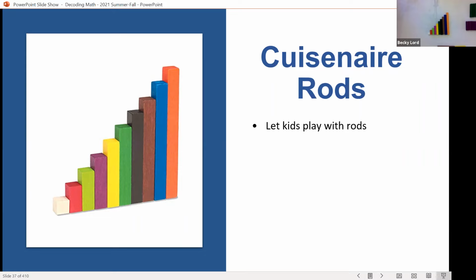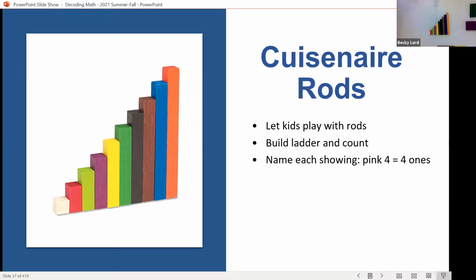Then I would have them take out one of each color and have them build this ladder, staircase, and actually figure out how much each one is, and they can touch them and count them, 1, 2, 3, 4, 5, 6, 7, 8, 9, 10. And you can start to develop which number is which like that.